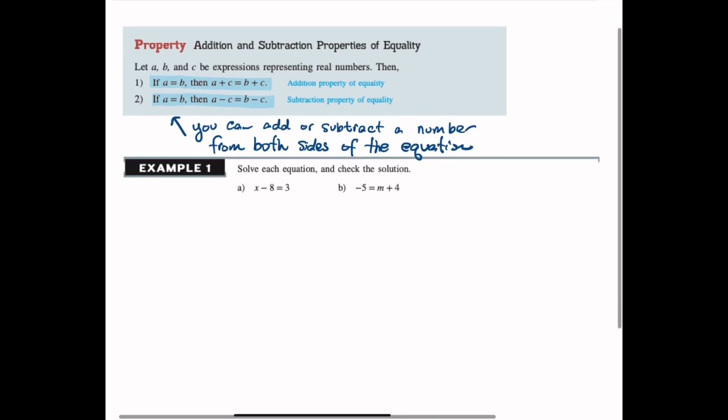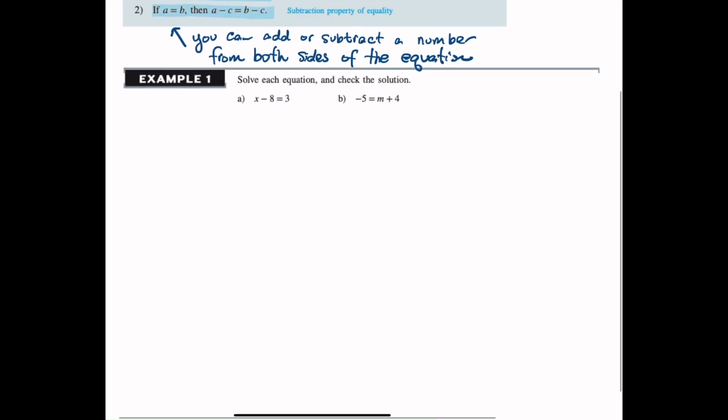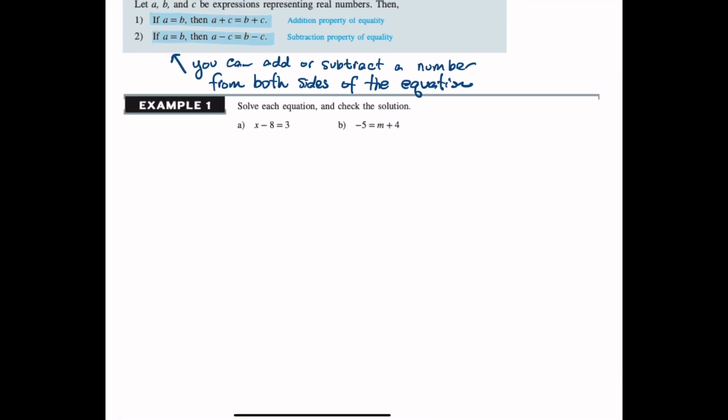So let's look at a couple examples. In example A, we have x minus 8 equals 3. And it wants us to solve each equation and then also check the solution. By solving an equation, it means that we want to get to a point where we have our variable x on its own on one side of the equation equal to some number. We can find out what x is equal to in order to make the statement true.